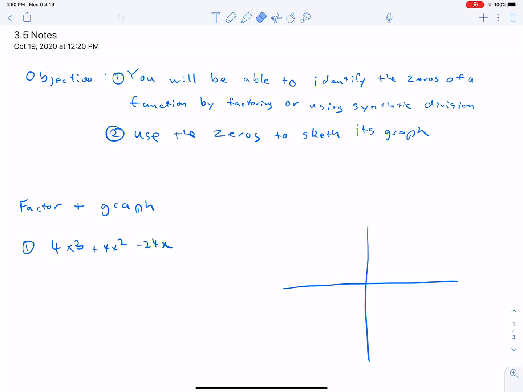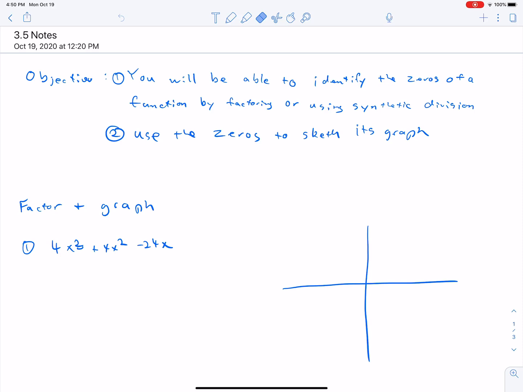Today, the two objectives that you're going to have are that at the end of this Edpuzzle, you will be able to identify the zeros of a function by factoring or using synthetic division. You will also be able to use the zeros to sketch the function's graph. So the first thing we're going to do is factor and graph this equation.